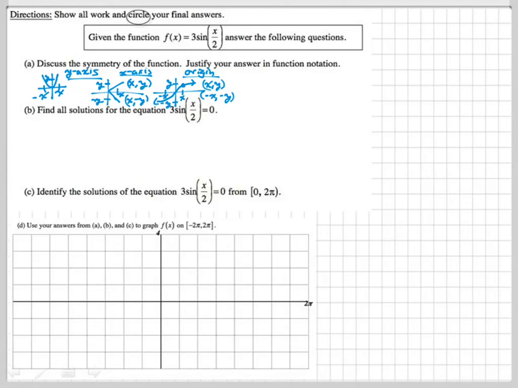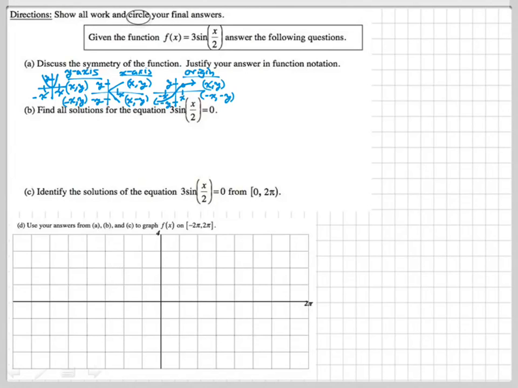And then the last one is if you plug in a positive x, you get the y, and if you plug in a negative x, you still get the positive y. So those are all the symmetries. I know it looks kind of crazy, so let me show it to you in function notation.